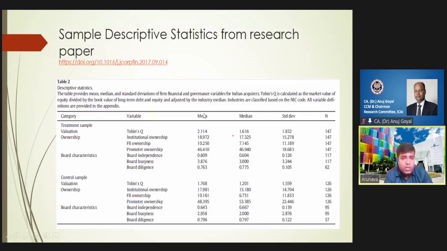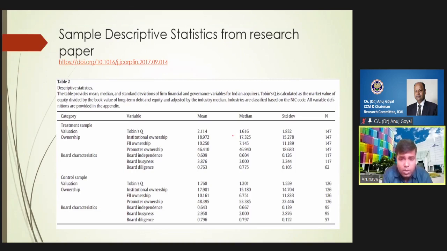I'd like to show a snippet from a paper. This paper is published in the Journal of Corporate Finance, right? Here you can see that different categories of variables are there. And for those variables, the mean, median, standard deviation, and the number of observations are all recorded here. From here, you can find certain answers for the sample that they have chosen, right? So it gives us certain answers already for the sample that has been chosen.